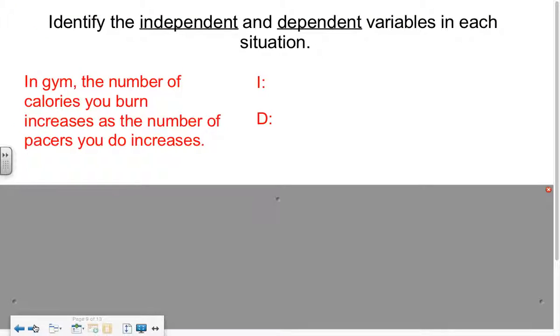Identify the independent and dependent variables in each situation. You don't need to write down the problem for this one. You can just identify the independent and dependent variable. Go ahead and do that now.